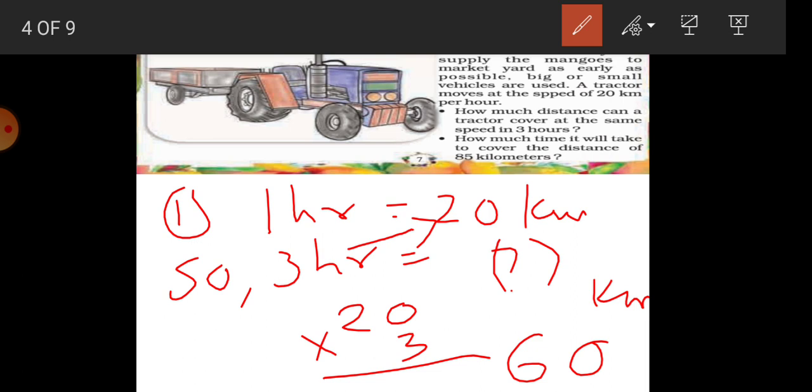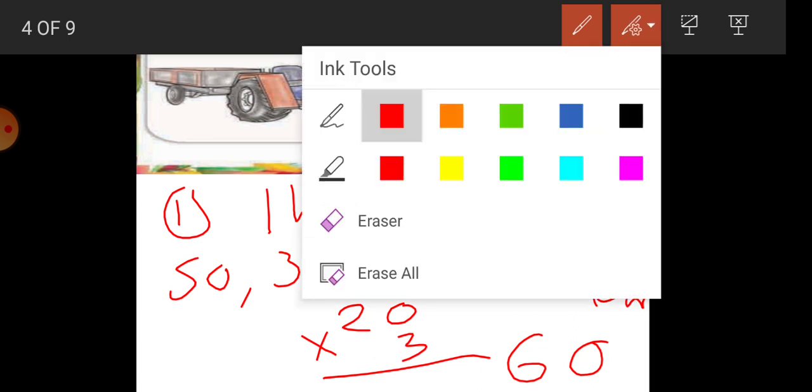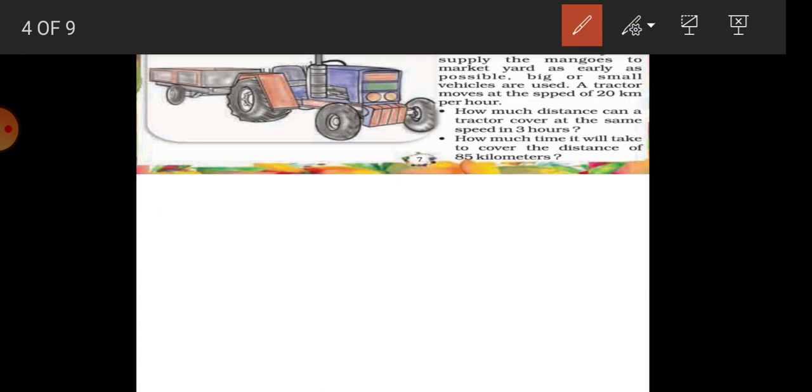Now next, number 2. How much time will it take to cover the distance of 85 kilometers? Now here we have to find out the time. How much time? We know that 20 kilometers in 1 hour, so for 85 kilometers we have to find the time.